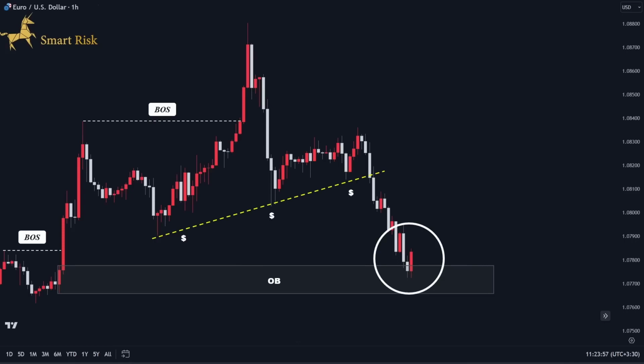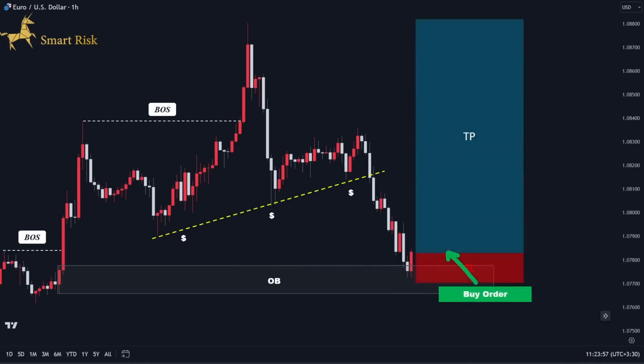With this confirmation, we're ready to enter the market by going long. To do so, we'll place a buy order at the closure of the engulfing candle and set our stop loss below the lowest point of the reaction candle. For the take profit, I'm targeting the buy-side liquidity above this swing high. Let's see how the price action plays out.